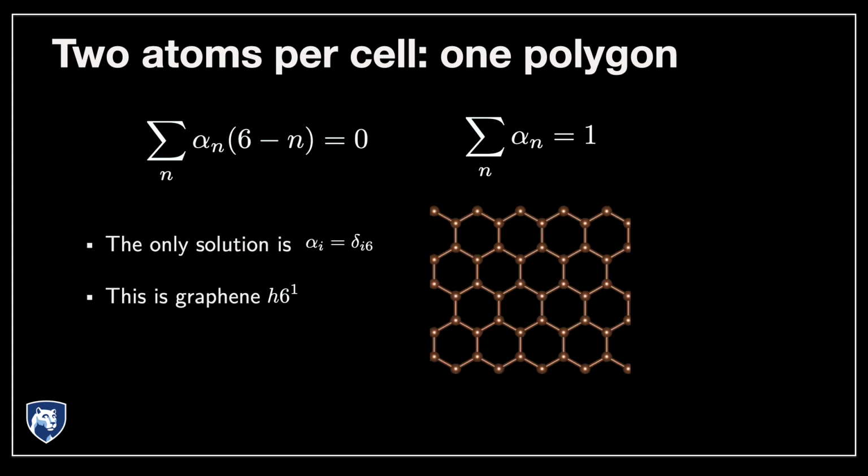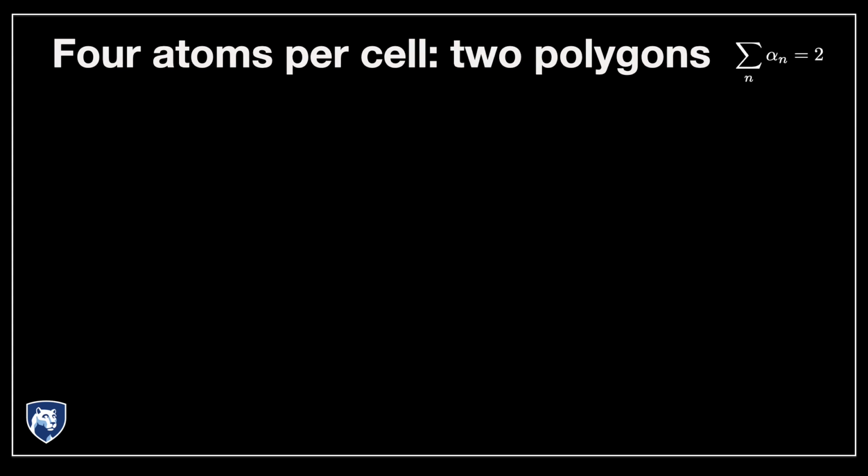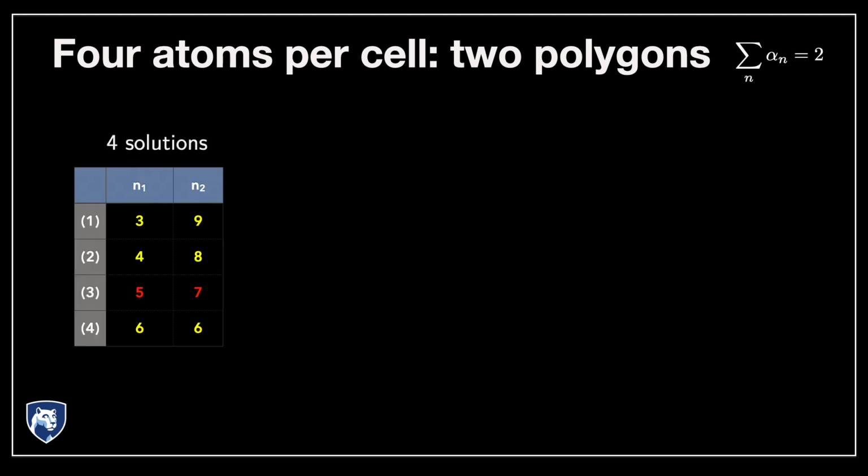So this is an interesting thing to think about. If you have one ring, or two atoms in one unit cell, if you have sp2 bonding, the only way to do it is through graphene. Now it becomes more interesting when you have two polygons. We need to find two polygons whose average size is 6. Well, as you know, the smallest polygon you can have is a triangle. You cannot go lower than that. So that means that the combinations of two polygons with an average of 6 are given in this table here: 3 and 9, 4 and 8, 5 and 7, and of course 6 and 6.